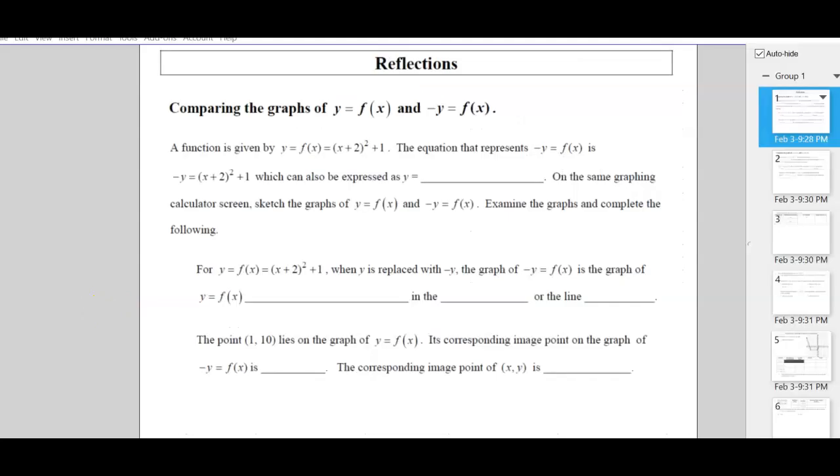All right, so we're looking at reflections today. That's the next type of transformation. Previous to this, we did translations. So what is a reflection? Think about looking in the mirror.